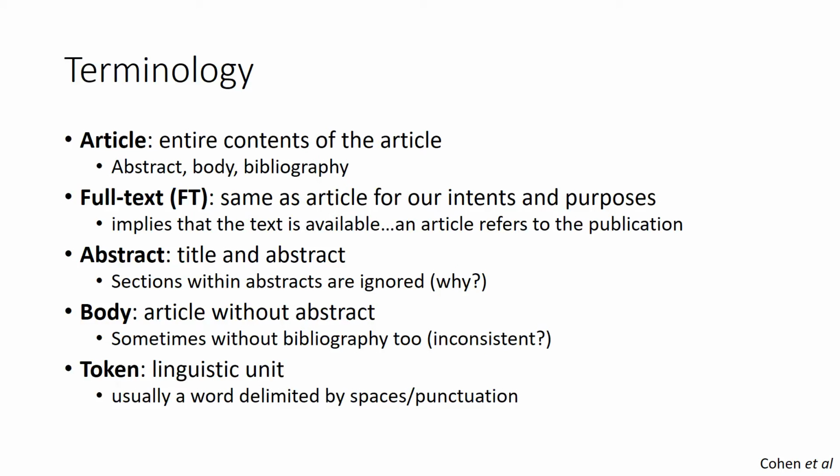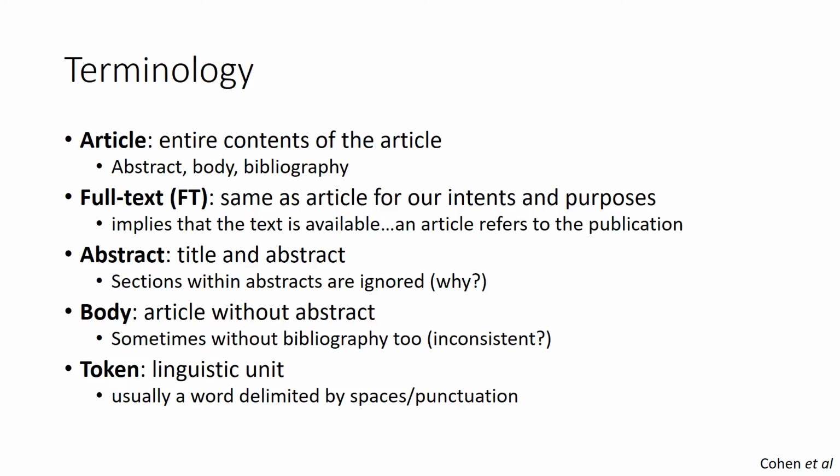There are a few terms that I would like to talk about and explain before I move forward with the presentation. The first term is article, and we obviously know what that means, the entire contents of the article. That includes the abstract, body, and bibliography. The second term I'd like to define for us is full text, which you'll see referenced as FT, which is similar to an article, but it implies that the text is available.